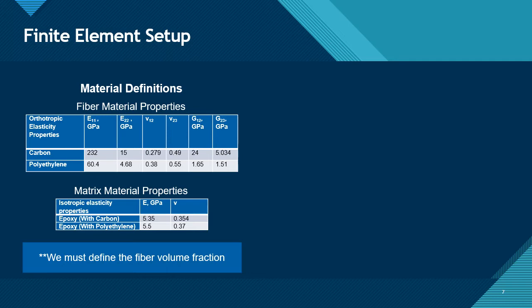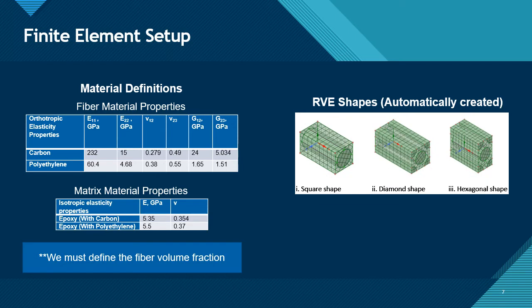Along with the fiber volume fraction, we must define other things like the RVE shape. So for unidirectional composite material, as we can see, there are three different RVE shapes that we need to use. The first RVE shape is a square, then the second one is the diamond shape, and the third is the hexagonal shape. We will see ANSYS sometimes predicts slightly different results for using three different RVEs.